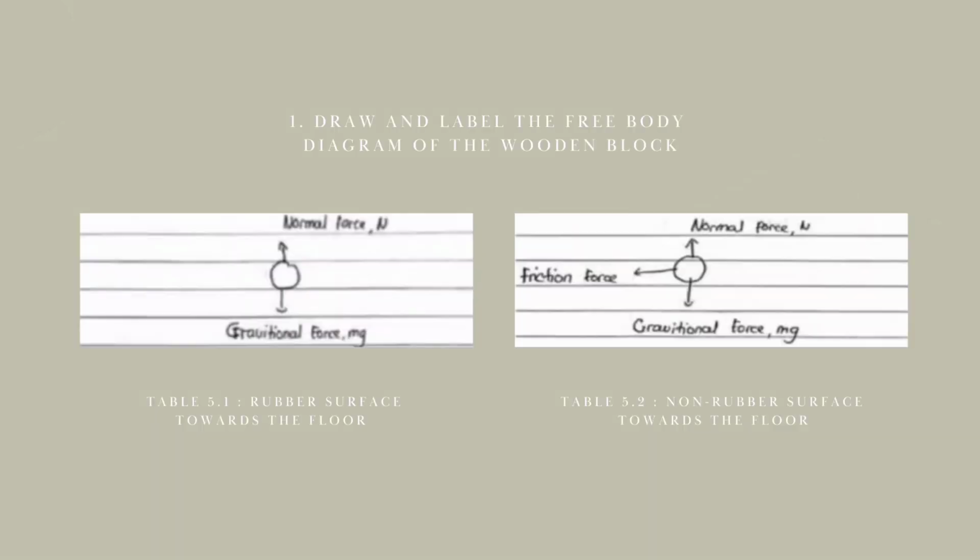For the first question, which is draw and label the free body diagram of the wooden block. For table 5.1, with the rubber surface towards the floor, only two forces act on the wooden block, which are normal force and gravitational force, while with the non-rubber surface towards the floor there are three forces, which are friction force, normal force and gravitational force.